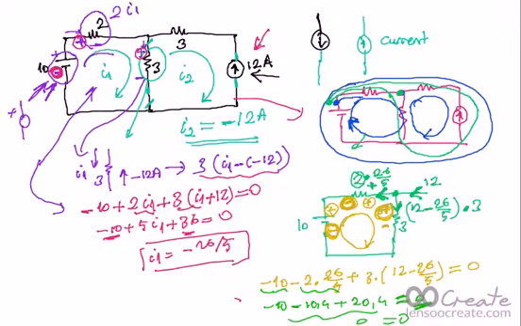So in this example we learned that when there is a current source, we can take it as the mesh current if there is a mesh going over it. So we can do the solution.